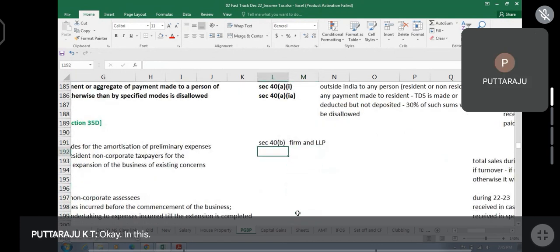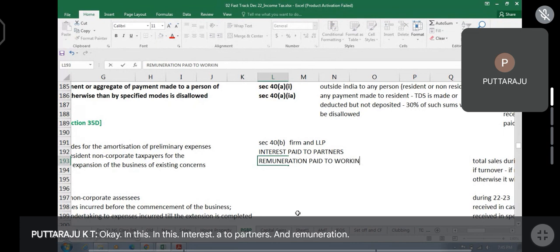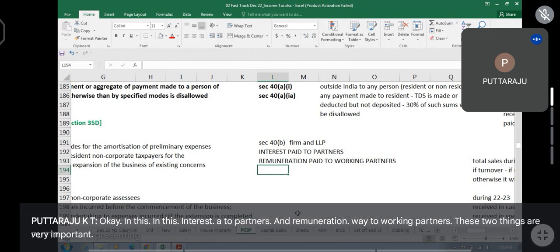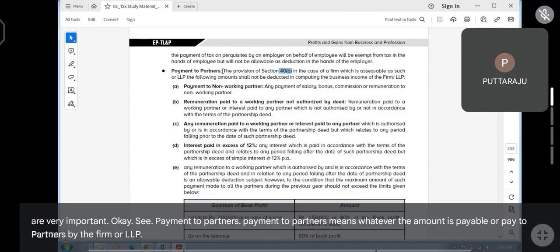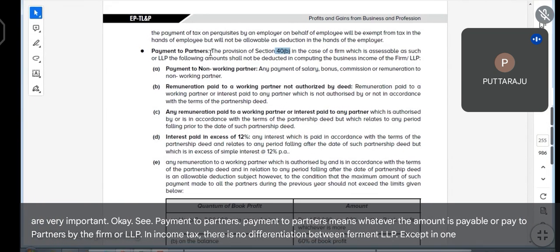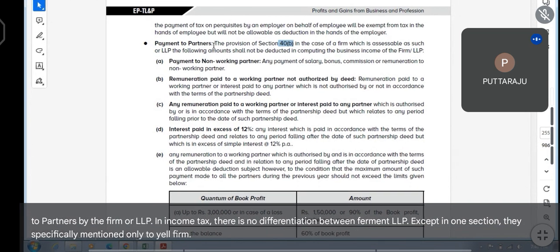In this, interest paid to partners and remuneration paid to working partners. These two things are very important. Partners means whatever the amount is payable or paid to partners by the firm or LLP. In income tax, there is no differentiation between firm and LLP, except in one section they specifically mention only to firm. Otherwise, it's the same for both LLP and firm.